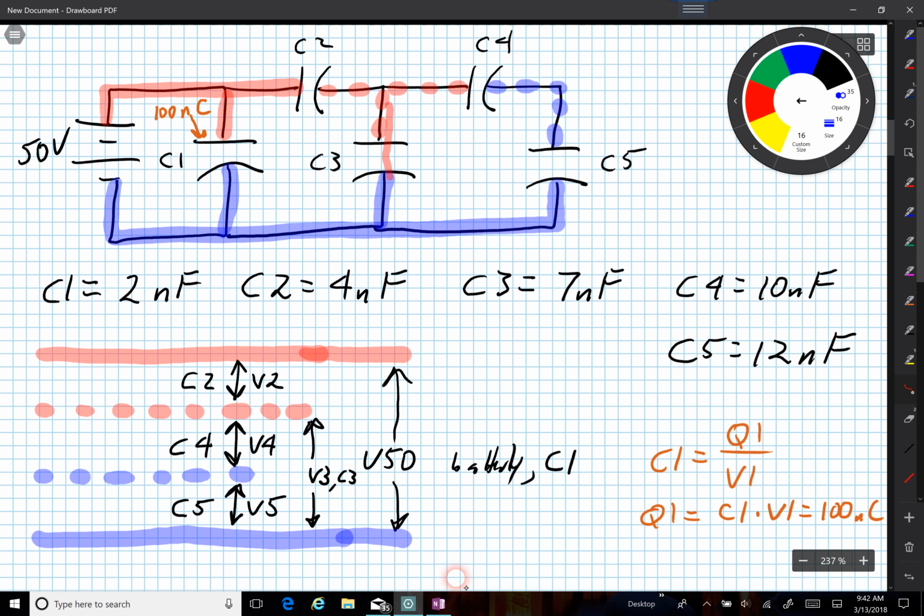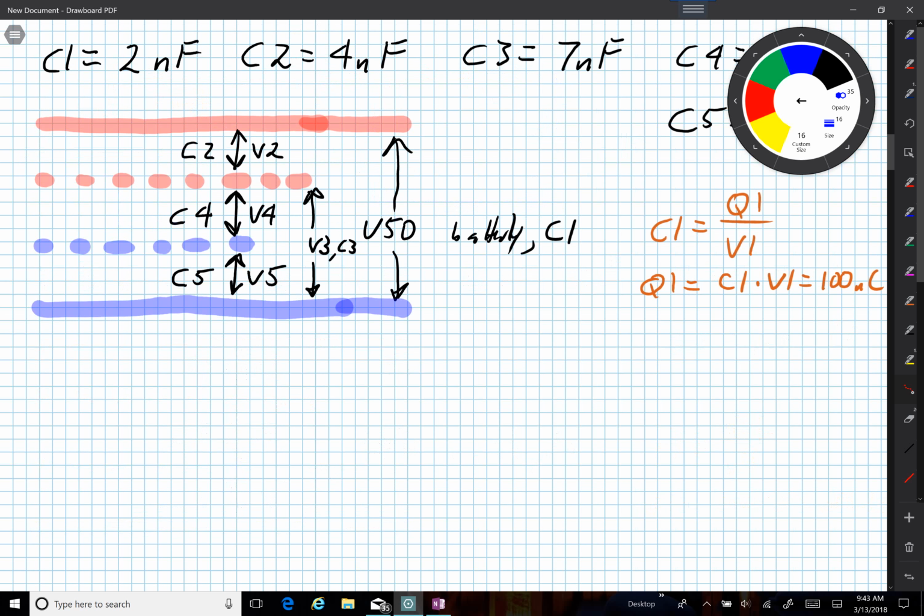If I go through C3, must I go anywhere? No, I have a junction here. I have a choice to make about which way to go. So C3 is not in series with anything. If I go through C4, must I go anywhere? Yes, I must go through C5. So C4 and C5 are in series. This and this are in series. Okay, so I can do a series combination of those two.